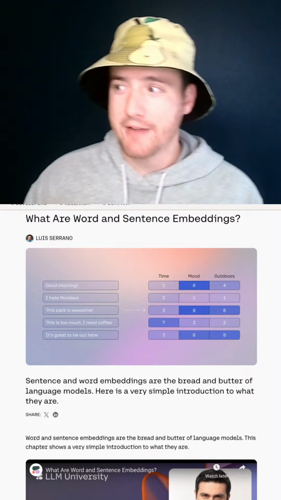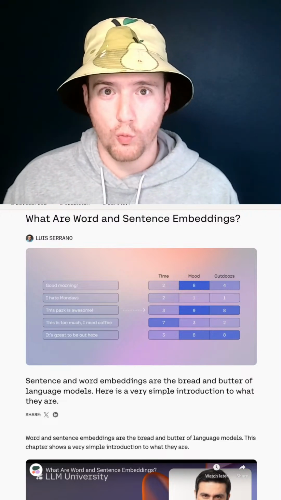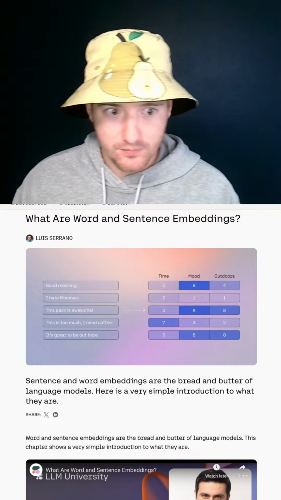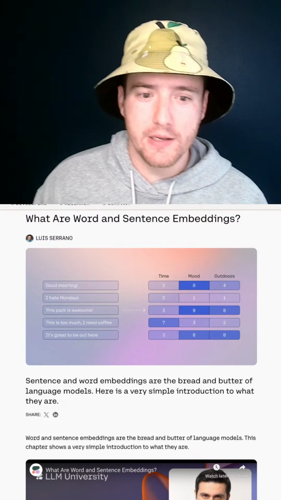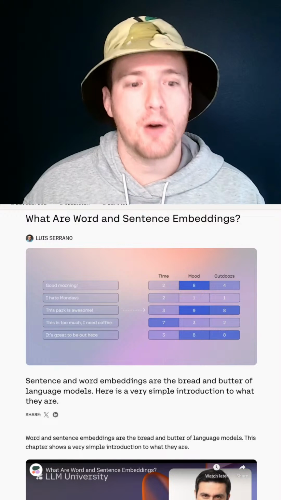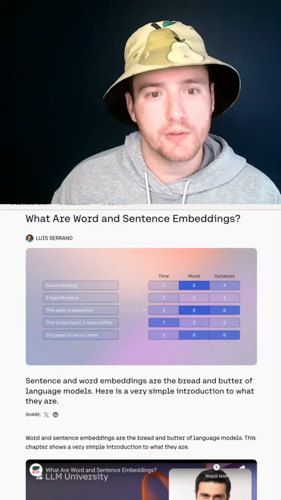Chapter 1, we're diving right into AI. What are word and sentence embeddings? Great picture here. Sentence and word embeddings are the bread and butter of language models. Here is a very simple introduction to what they are.